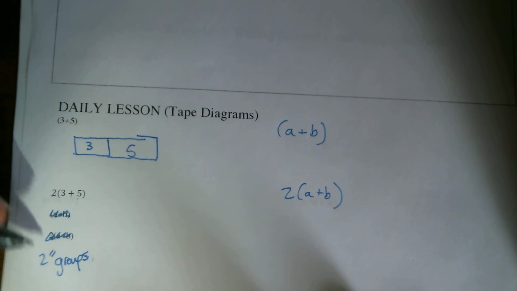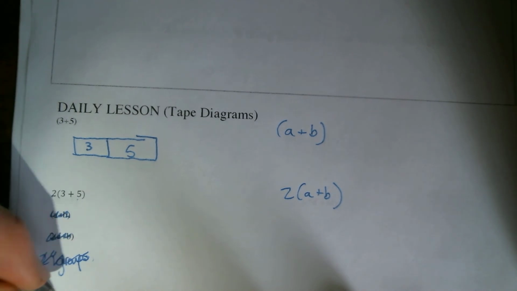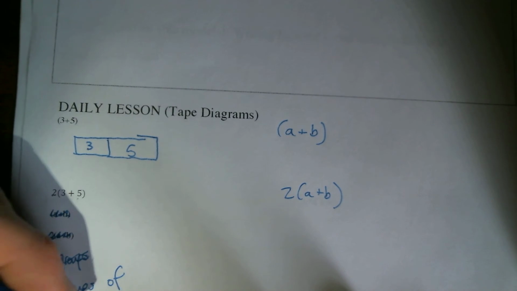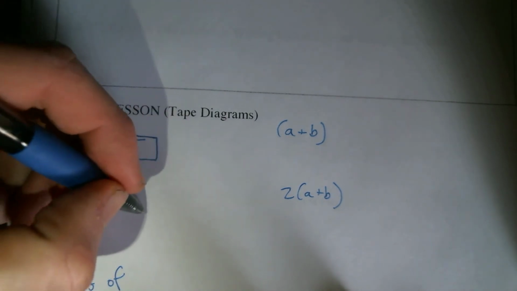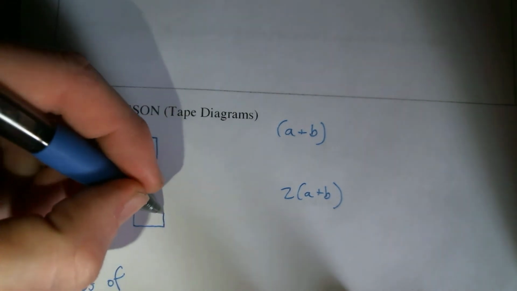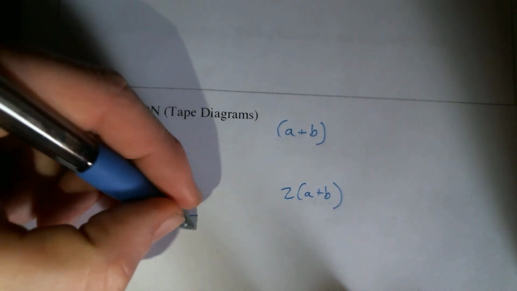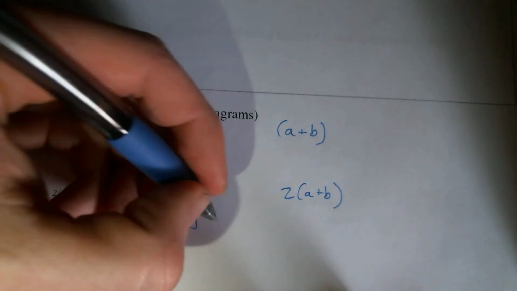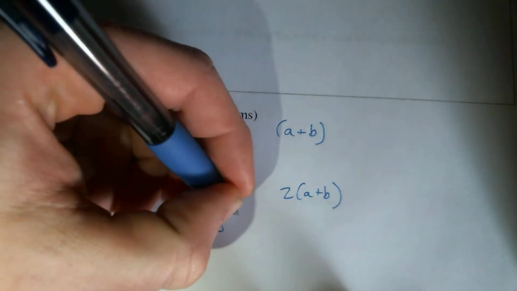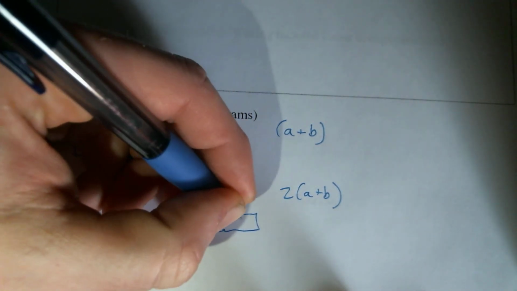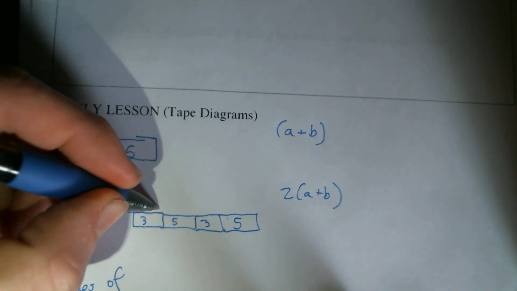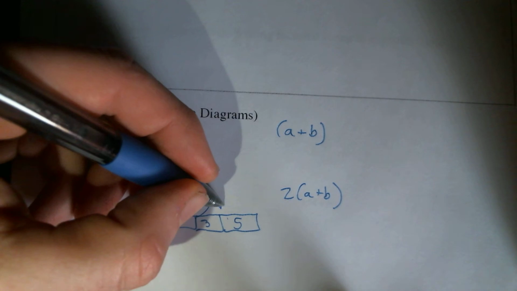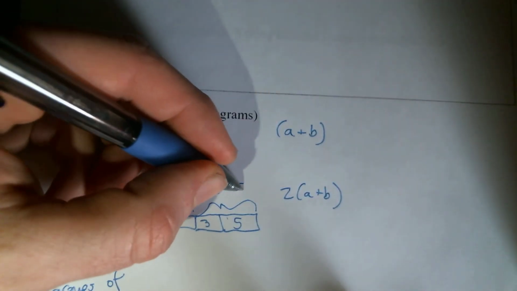I don't know why I put quotes there. Two groups of 3 plus 5. Well, how am I going to show that? I'm going to show it like this. I'm going to show 3 and 5, and 3 and 5. So I can see that. I can see right here, this is 3 plus 5. And this is also 3 plus 5.